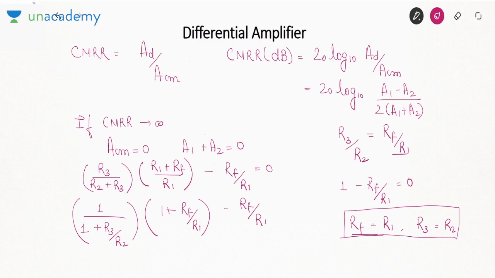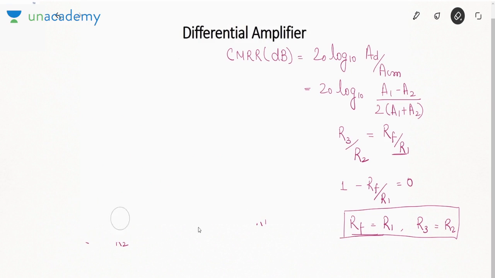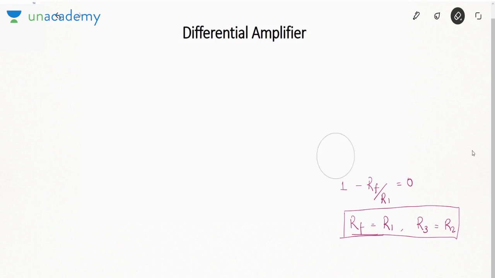Is it fine? So that is how we can say that we can achieve an infinite value of CMRR which is desirable, or you can say the common mode gain would be 0. Common mode gain being 0 means the common mode signal will not be passed, or common mode signal will become 0 at the output. Now suppose I want to find the differential input resistance.